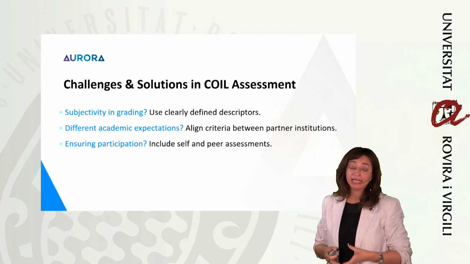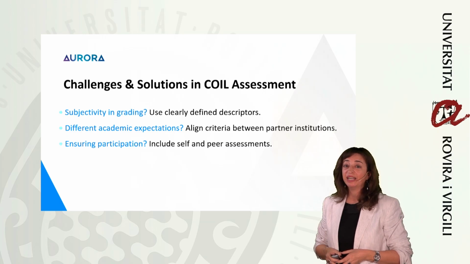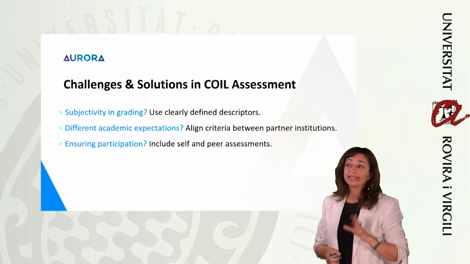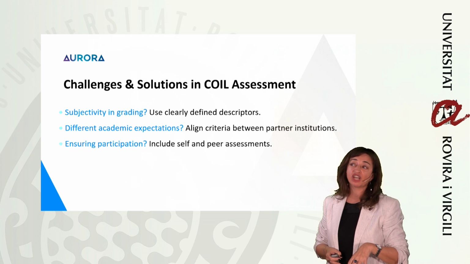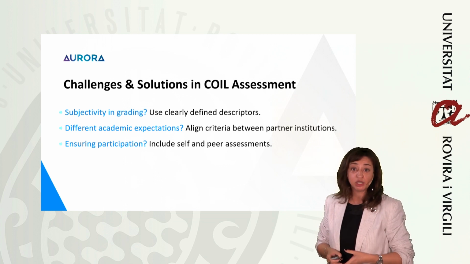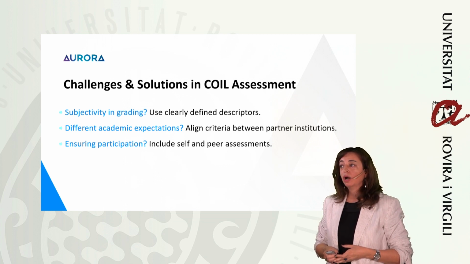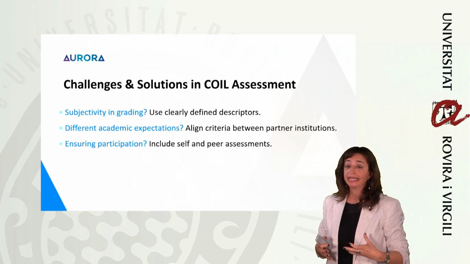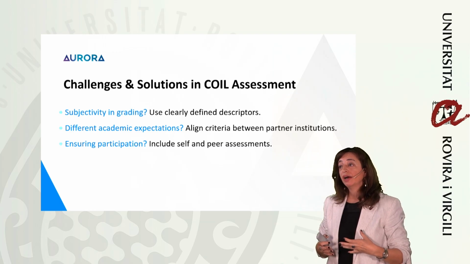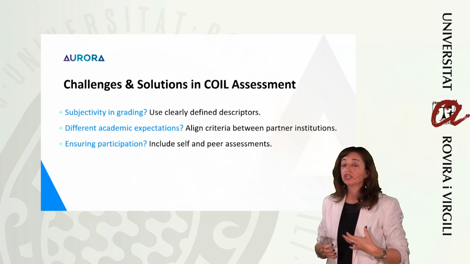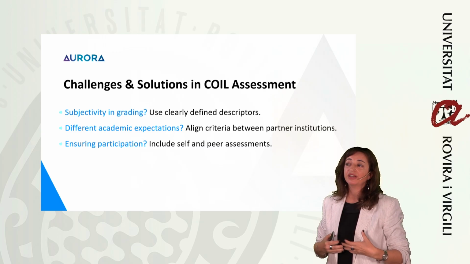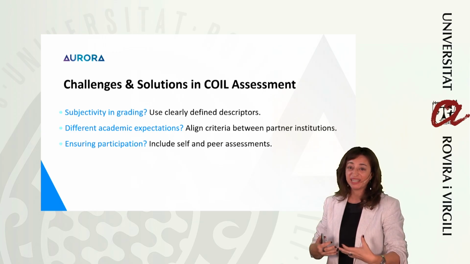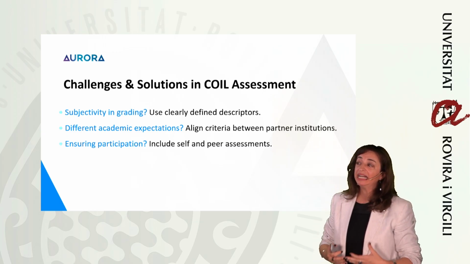So there are challenges in designing COIL rubrics. So let's briefly discuss some of these challenges and some of the solutions we can provide. So we need to be careful with the descriptors, like I said earlier, because students need to know that there is no subjectivity in their grading, right?